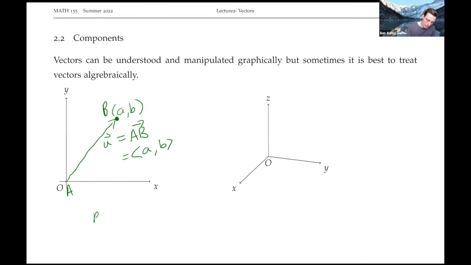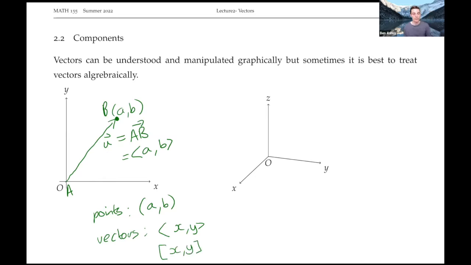So the notation with points can be a little bit confusing, but for points we use rounded parentheses, and for vectors, we would typically write them in these triangular brackets. So we'd call this x, y, or sometimes with square brackets. The same applies whether we're in 2 dimensions, 3 dimensions, or n dimensions.